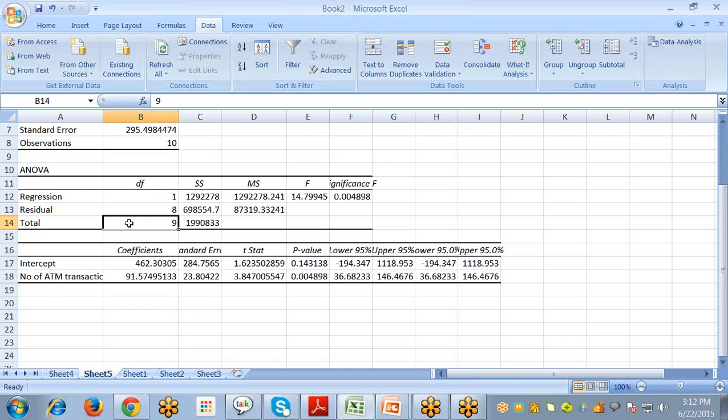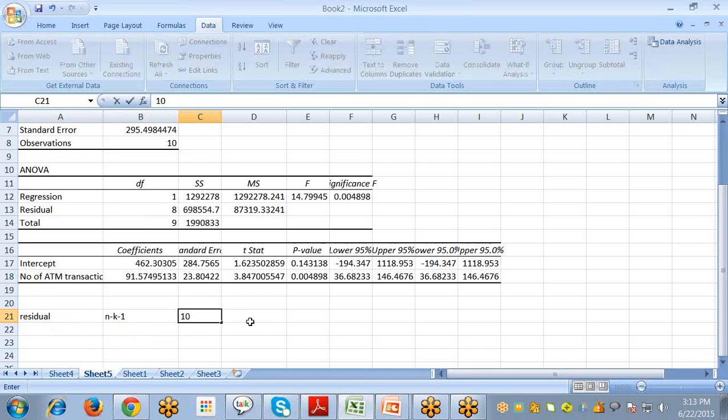Then we have residual and total. Residual is calculated by n minus k minus 1. This is used for calculating residual, where n is the number of observations you are making, and k is the number of independent variables. So residual will be calculated here. The number of transactions is 10, and the value for k is 1, because we have only one independent variable, and minus 1. So this value is 8, which denotes the residual.